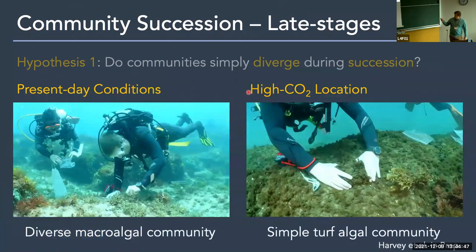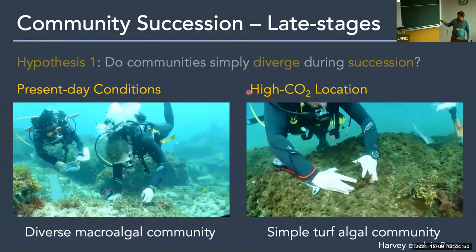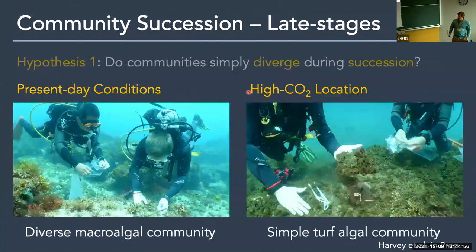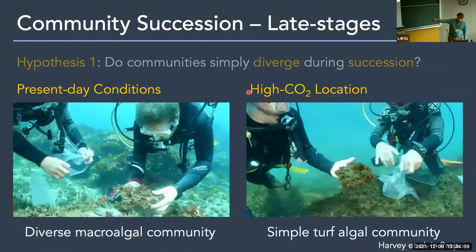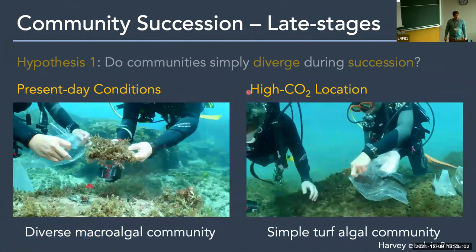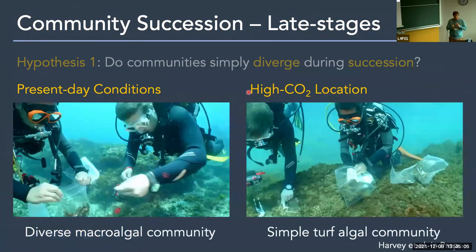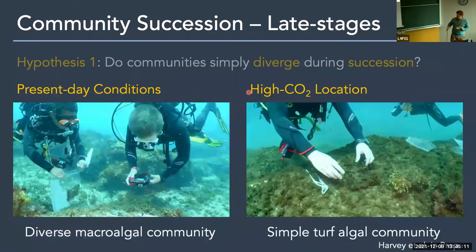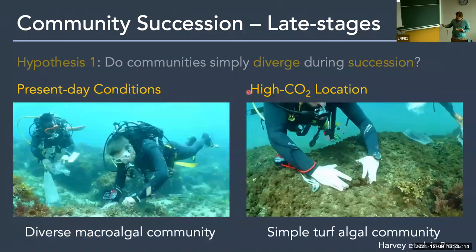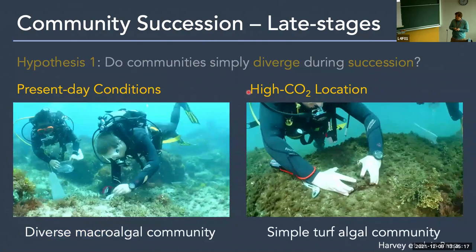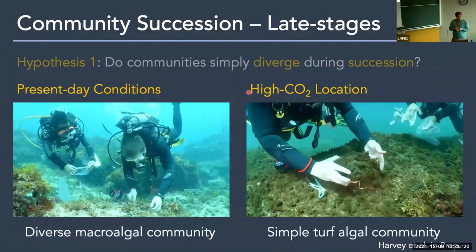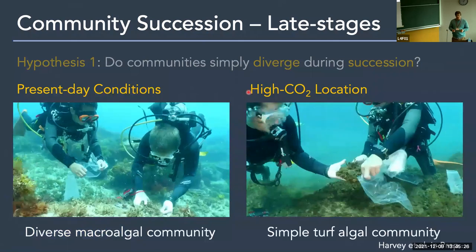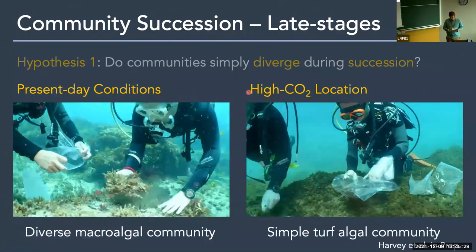On the longer term, this was the tiles that were carried out after about 18 months, just to give you an idea of what they look like. So here on the left, we have our present day communities where when the tiles are lifted, you can see that they're very heavily covered in algae. And there's a nice mix of diverse different types of macroalgae and various sessile invertebrates on it as well. On the right-hand side in our high CO2, we see that we have that very simple turf algal system. That's mostly just a single species that covers the majority of the tile. And although you do have some sessile and motile invertebrates, it's a much more simple community.